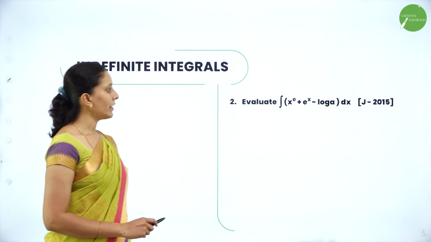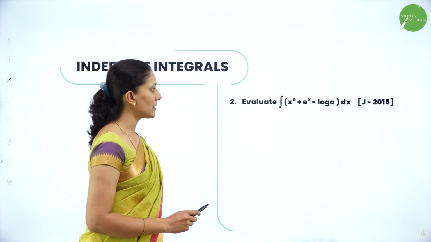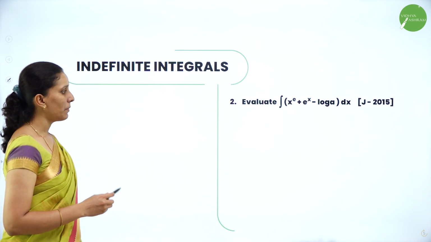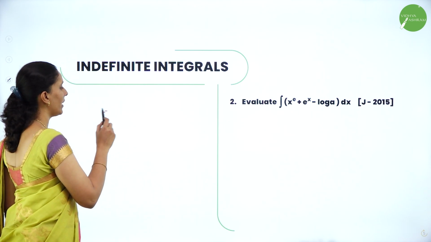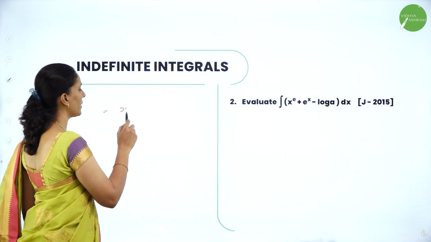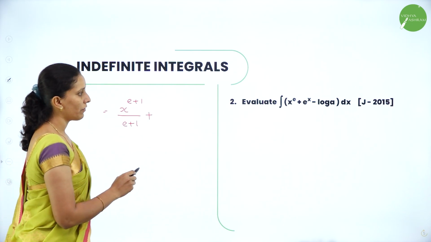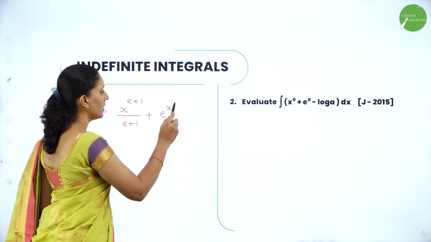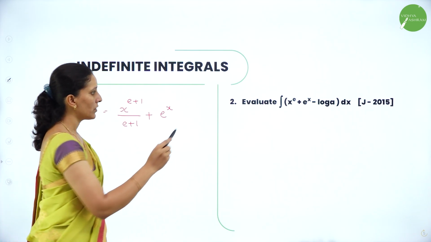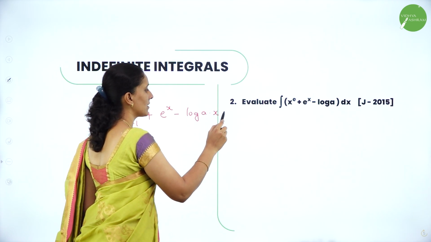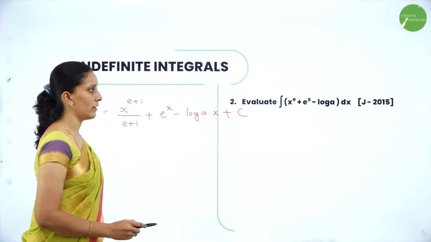Next, evaluate integral of x power e plus e power x minus log a into dx. So here x power e means if you integrate this, we will get this in the form of x to the power e plus 1 by e plus 1. And integral of e power x is e power x only. Log a is a constant. So we can write this as log a into x plus integration constant.